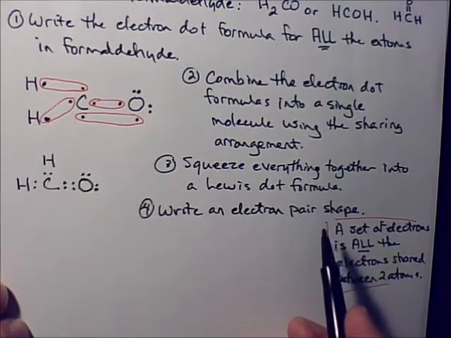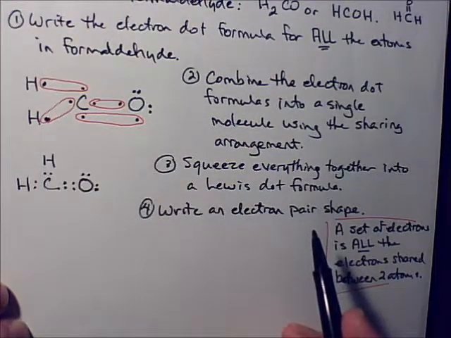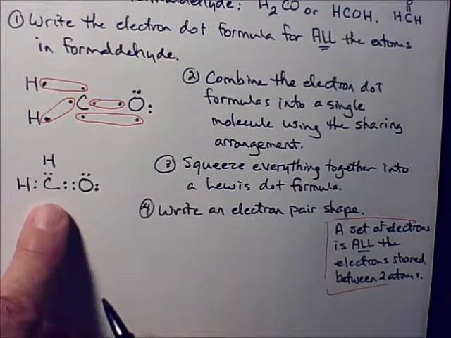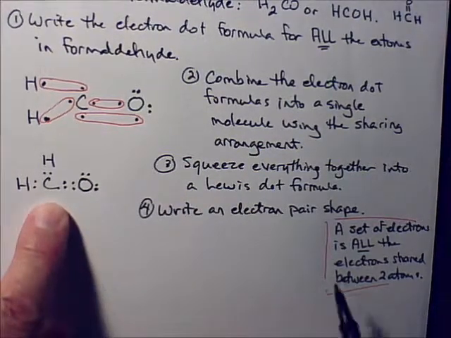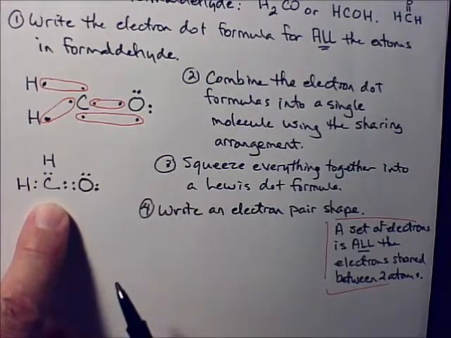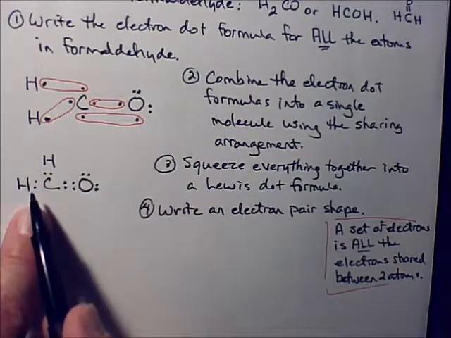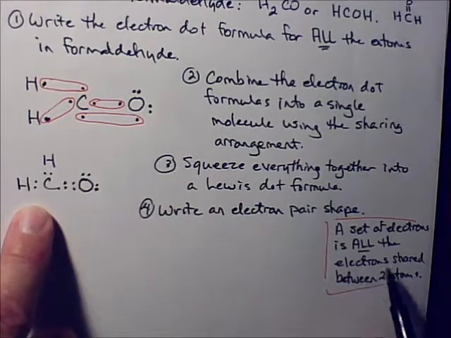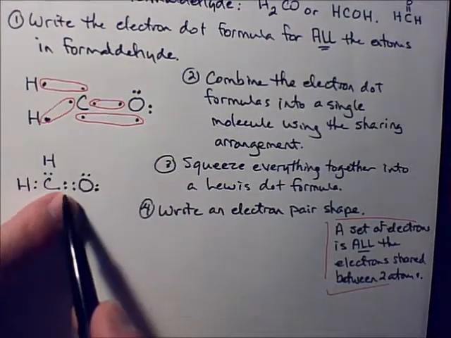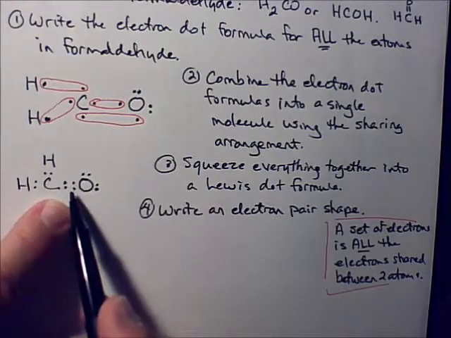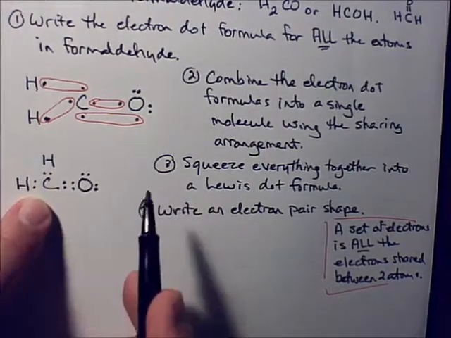Now, for the electron pair shape, we want to get those sets of electrons as far apart as possible. How many sets are there in formaldehyde? Using this definition, how many sets of electrons are there around that carbon? 3 sets. A set and a set, just like we've been doing before, but remember, a set is all the electrons shared between two atoms. And how many electrons are shared between carbon and oxygen? 4. So that makes up a set right there. So we got 3 sets now.